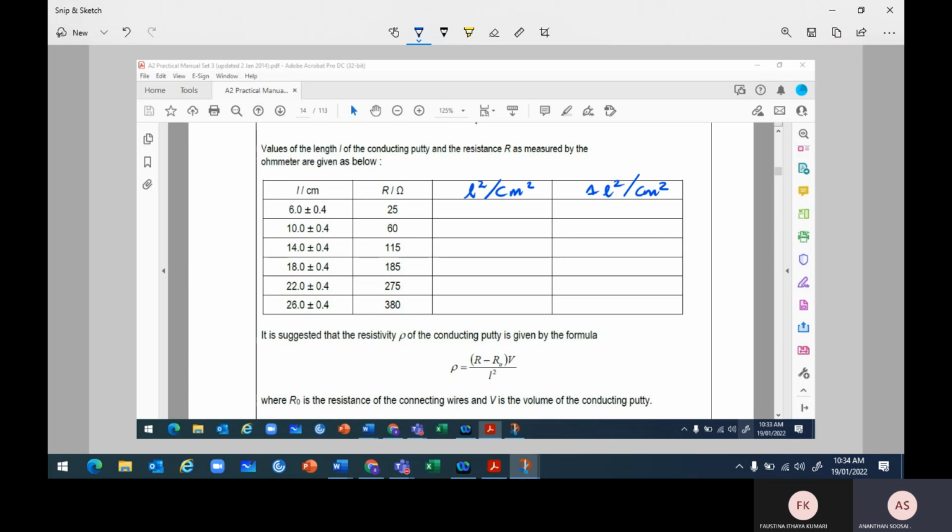Now you get your data by using the two ideas, right? You can create an equation, y equals L squared.